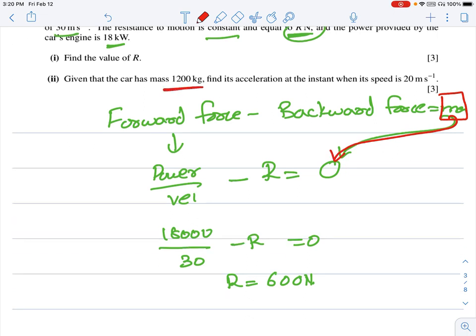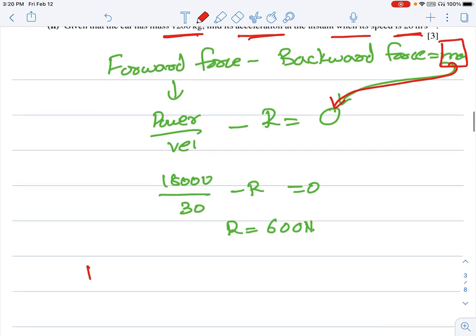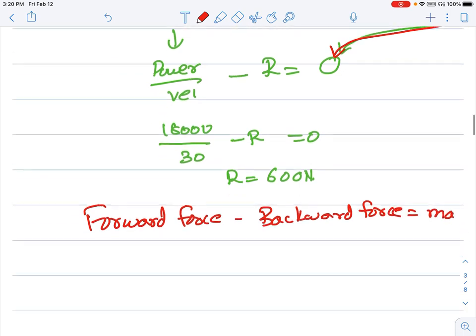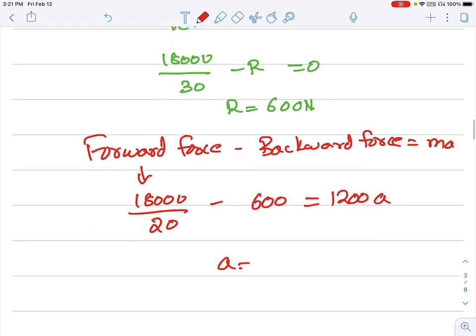Now, given that the car has a mass 1200, find its acceleration at the instant when its speed is 20. So in this case, again, I'm going to use the same thing: forward force minus backward force is equal to ma, but this time the speed is now at 20 and it is still increasing. At that particular instant, what is the acceleration is being asked. So forward force is power by the velocity, which was 20, minus backward force, resistance, is 600, equal to ma, 1200 times a. From here, a I get as 0.25 meter per second square.